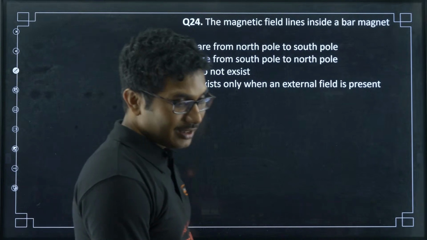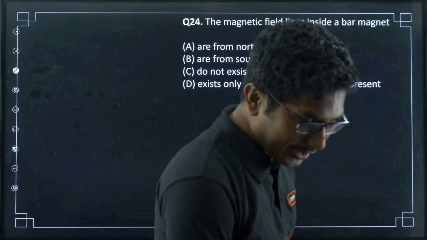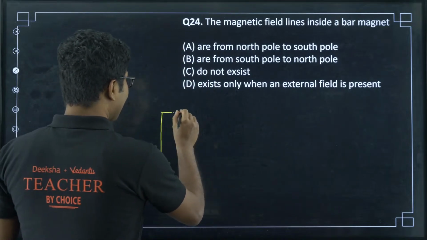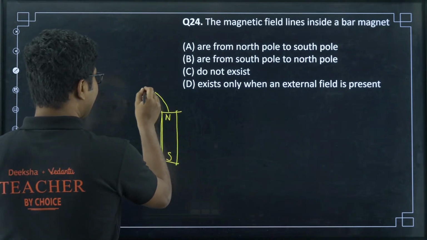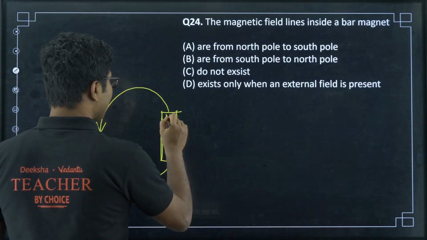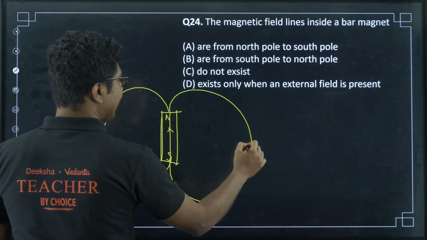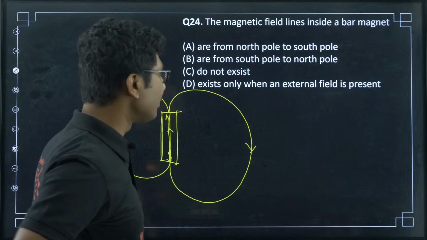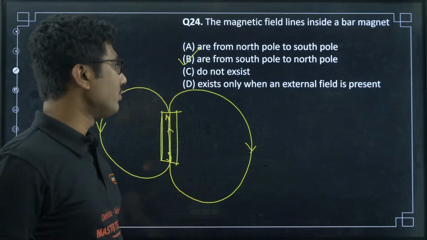So, whoever is saying 23rd, oh no, 23rd C is correct, 24B is correct, 24A is no. You have to remember, for a bar magnet, if you are getting confused, remember north and south. Outside the magnet the field travels from north to south, and inside the magnet it travels from south to north.